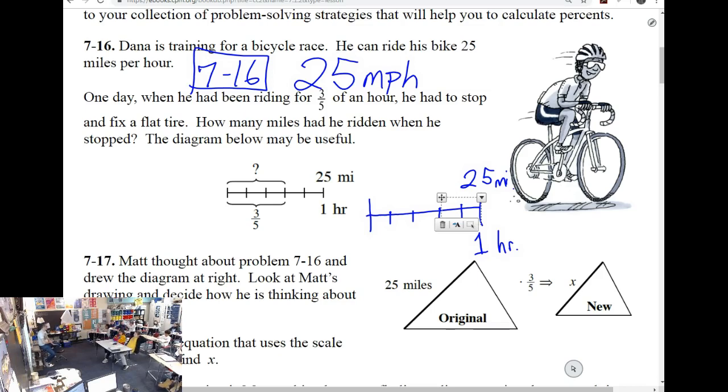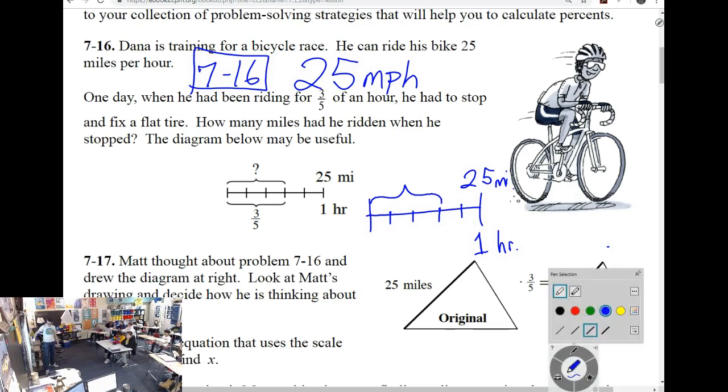Questions on what we've done so far? Then take 15 seconds, turn to your partner and tell them how far Dana had actually ridden before she had to stop with a flat tire. Or maybe he. I don't know. Dana's kind of a neutral name. I have an aunt named Dana. It could go either way. How far had Dana ridden?